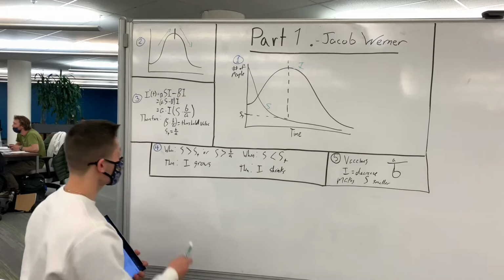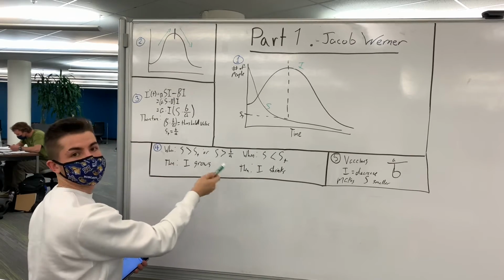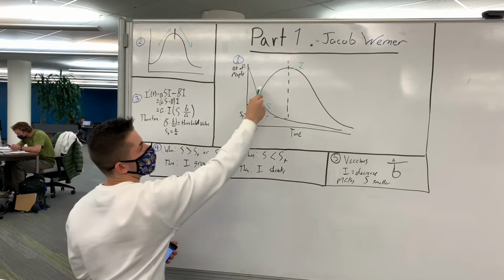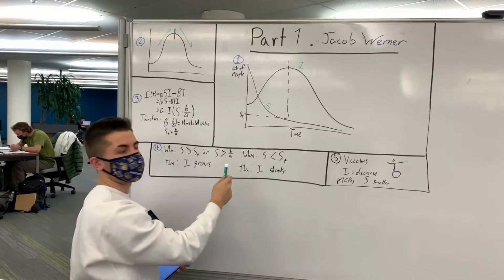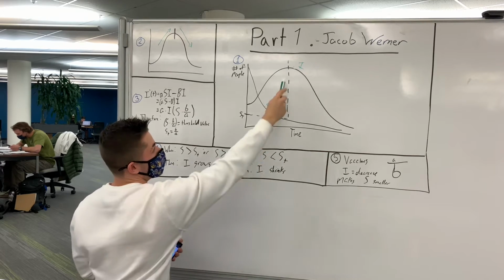Now, when S is greater than S sub t, which is the same as saying S is greater than B over A, that function of I grows. However, when S is less than S sub t, I shrinks.